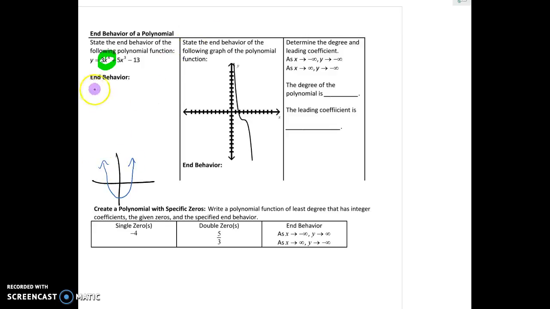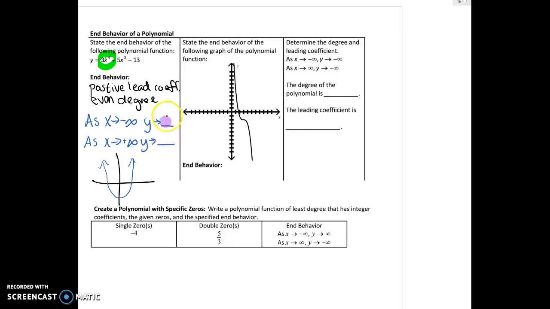The reason I know that is because it's a positive leading coefficient, and it's also an even degree. The degree of this guy is 4. Which means my end behavior statements, which I'm going to write in blue: as x goes to negative infinity, y goes to something, and I'm going to fill in that blank in a second. And as x goes to positive infinity, y goes to something else.